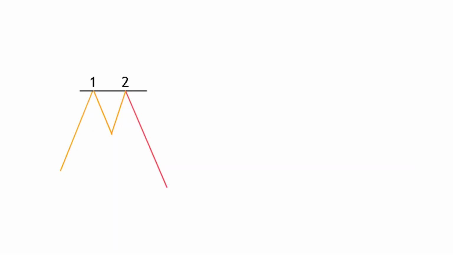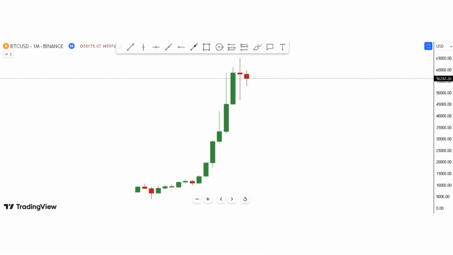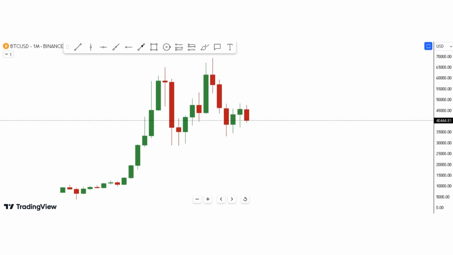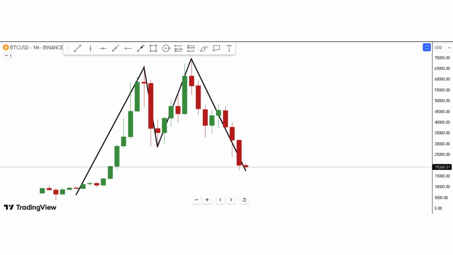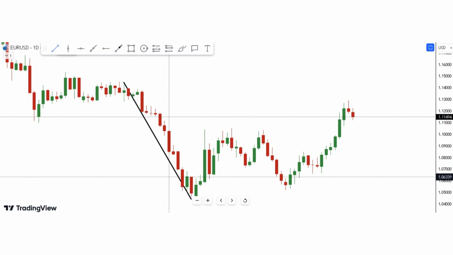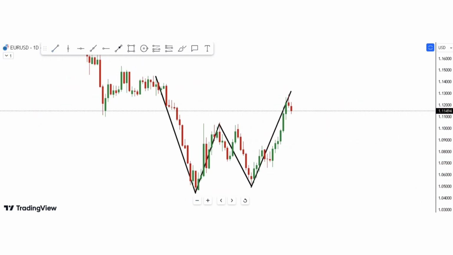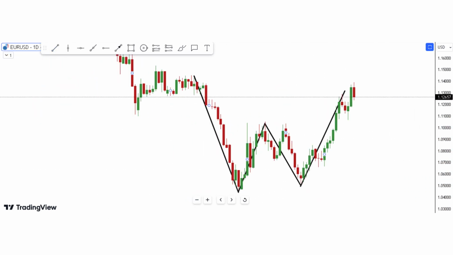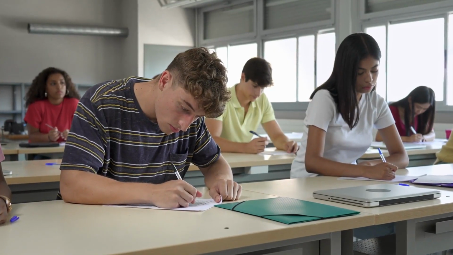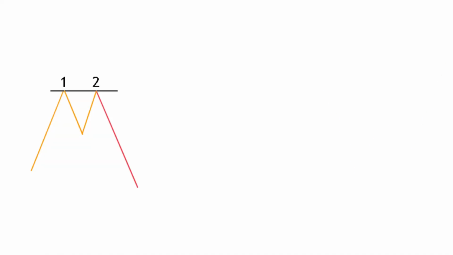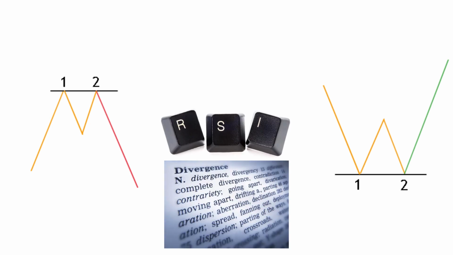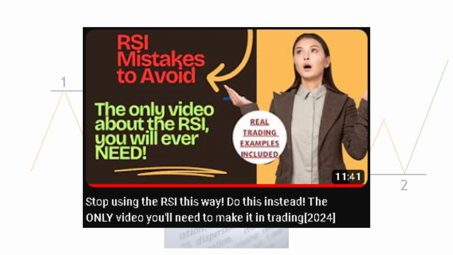Next, we have double tops and bottoms. These are reversal patterns that signal a change in the trend direction. A double top forms after an uptrend and looks like an M, indicating that the price is likely to go down. Conversely, a double bottom forms after a downtrend and looks like a W, indicating that the price is likely to go up. Let's see another trading scenario that we will trade based on a double top or bottom in conjunction with RSI divergence. In case you don't know what an RSI divergence is, watch the video I've made about the RSI indicator. It's in the description as well.